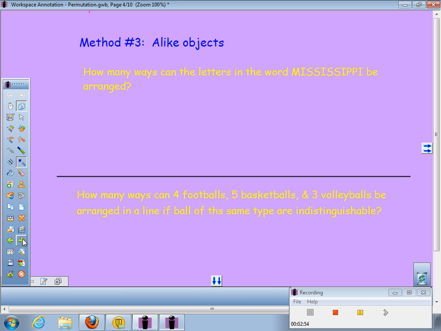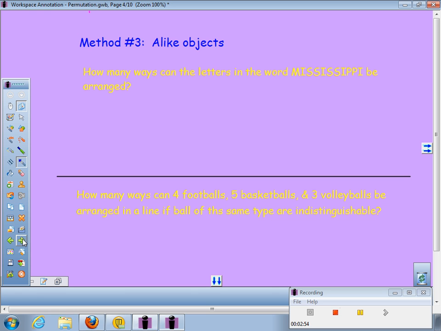What if your pattern has objects in it that are alike? If I had twins or triplets sitting in this room, you can't tell them apart. You have one wear a headband, the other one does not wear a headband, so you're going to make them distinguishable. But if I'm arranging letters in the word Mississippi, I've got four S's in there. So what do I do when I have some objects that look alike?